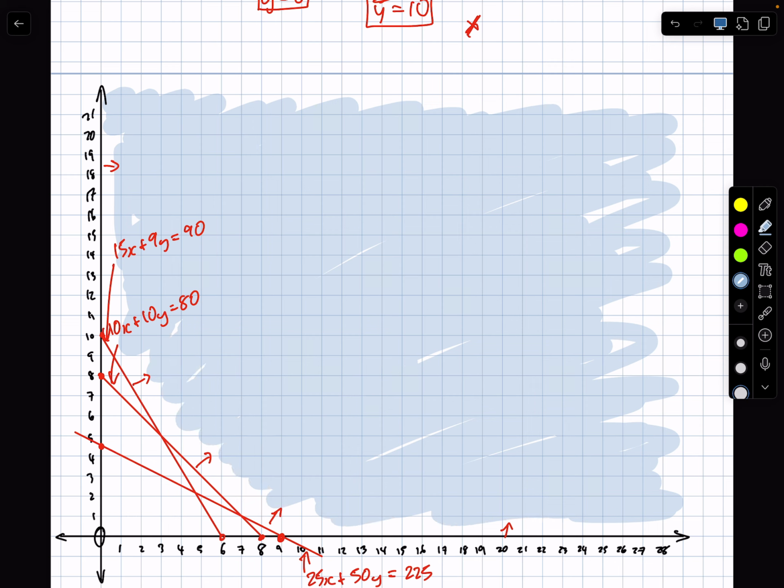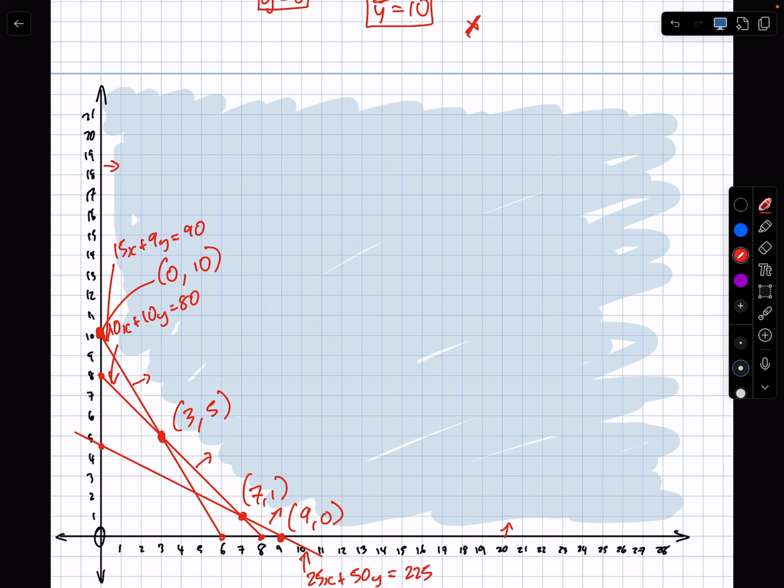And there's only how many corners here? There's one corner here, it's at 9, 0. There's another corner here, it's at 7, 1. There's another corner here, it's at 3, 5. And there's one more corner here, which is at 0, 10.